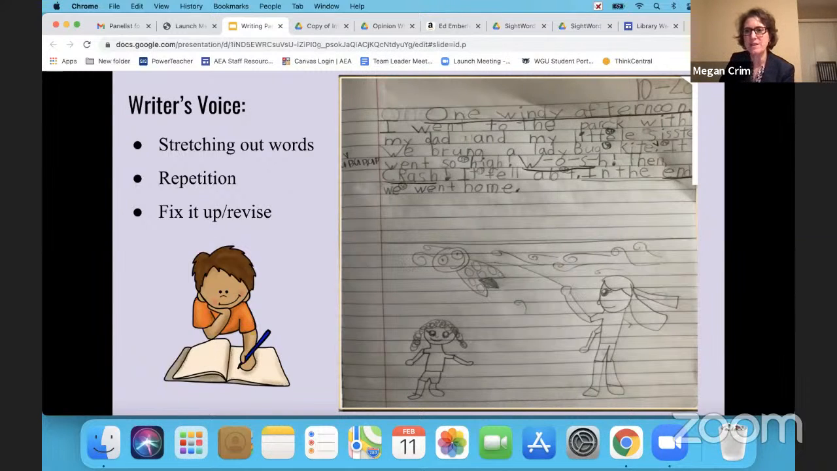And then the student went back and wanted to add some repetition, up, up, up. And as the reader, you can actually picture that kite going up, up, up. Whoosh, look at that stretched out with a capital letter here at the beginning.